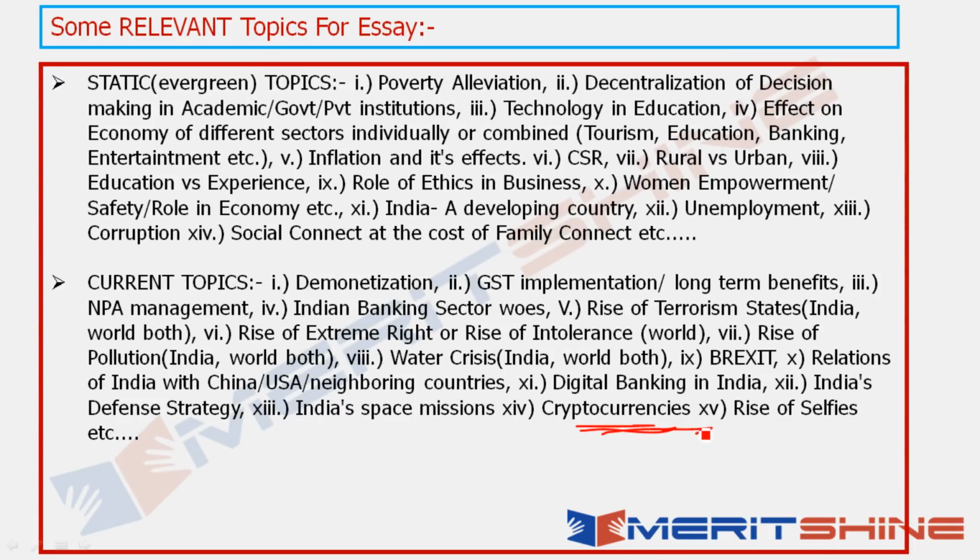You need cryptocurrencies, Bitcoin being one of them, and a host of others. The rise of cryptocurrencies, the stabilization of cryptocurrencies, advantages, disadvantages. Talk about them in objective terms. Please understand, in essays you need to be very objective. Advantages, disadvantages, very objective. Okay.